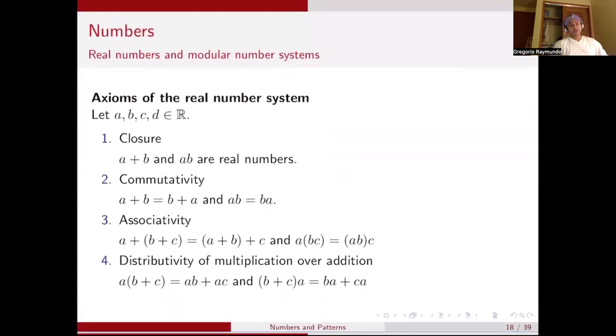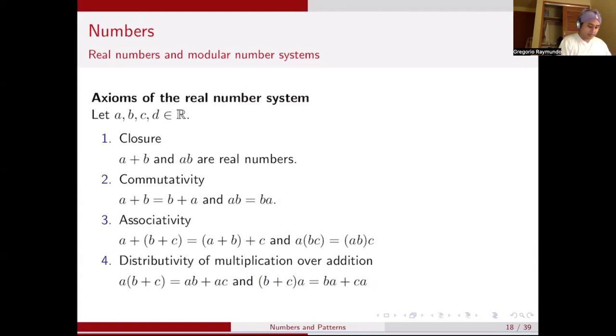The first one is closure. Anong sinasabi ng closure? Kapag nag-add ka or nag-multiply ka ng dalawang real numbers, real number pa rin ang makukuha mo. A plus B and A times B are real numbers. Followed by commutativity. Commutativity says that A plus B is equal to B plus A and A times B is equal to B times A. Associativity: A plus B plus C is equal to A plus B plus C, grouped differently, and A times B times C is equal to AB times C.